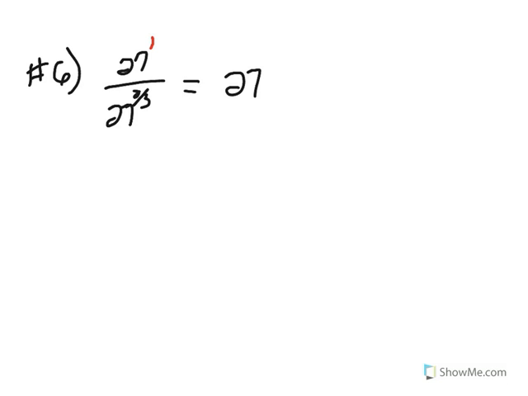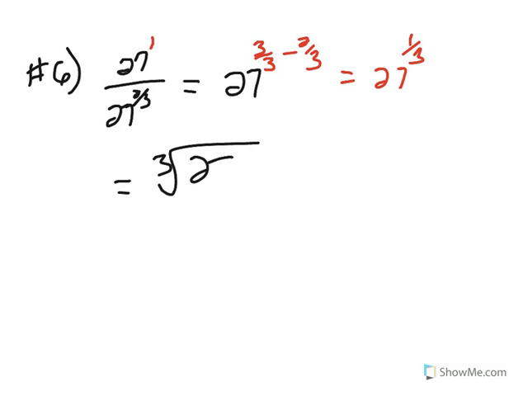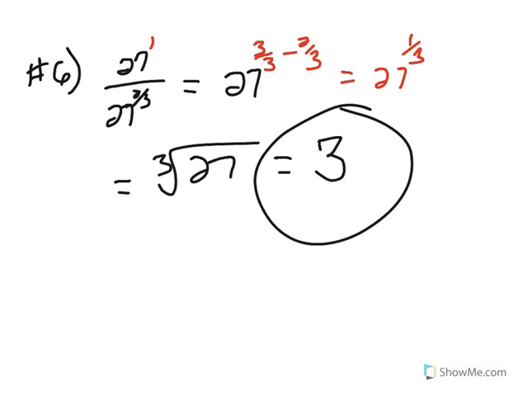Take the numerator's exponent, which is a 1. I won't call them denominators. I'm going to write it as 3/3 minus the denominator's exponent, 2/3, gives us 27 to the 1/3, which means the cubed root of 27. What times itself 3 times is 27? It's 3. 3 times 3 is 9, times 3 more is 27.